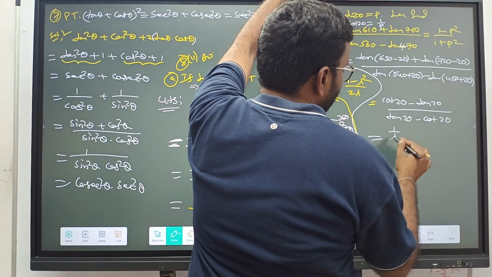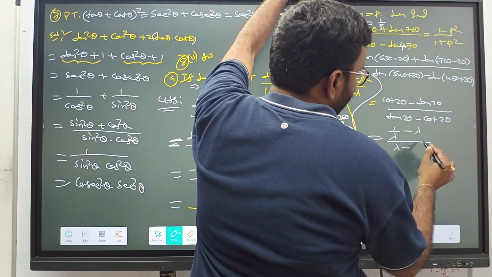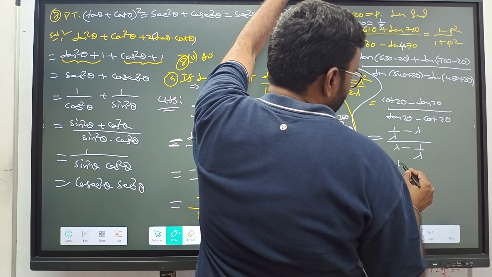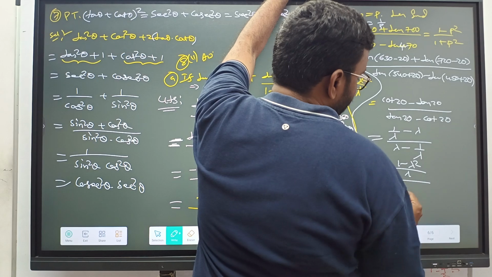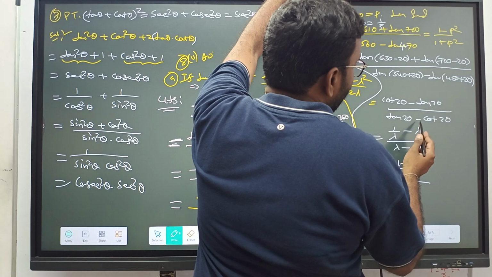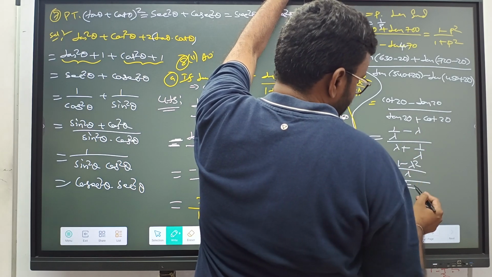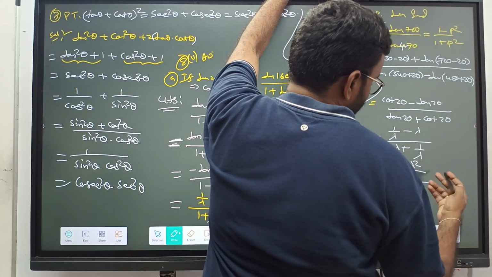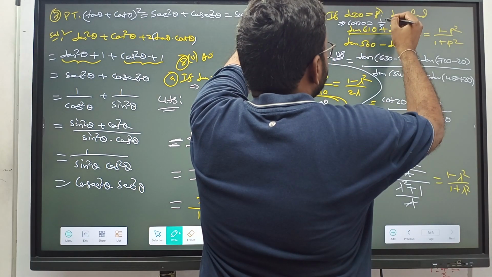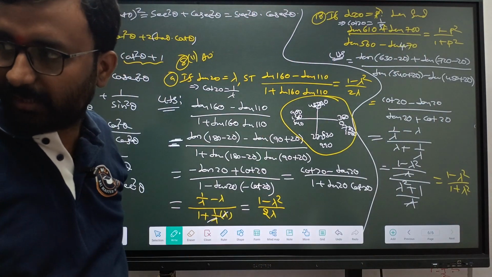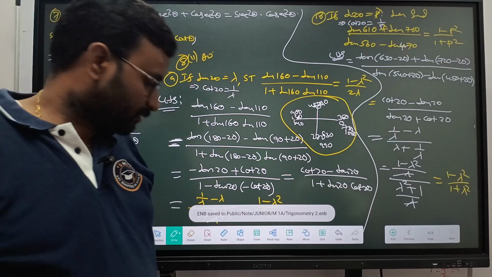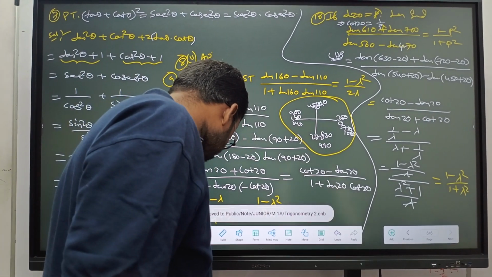Now substitute: 1 by lambda, minus lambda, and minus 1 by lambda, which is p. No problem. So it is 1 minus lambda square by lambda, over lambda square minus 1... plus 1 by lambda. This cancels, which is equal to 1 minus lambda square by 1 plus lambda square, where lambda is p. No problem. Understand?